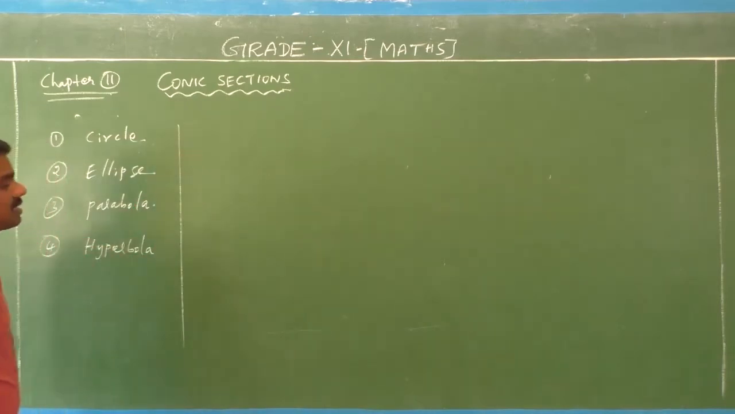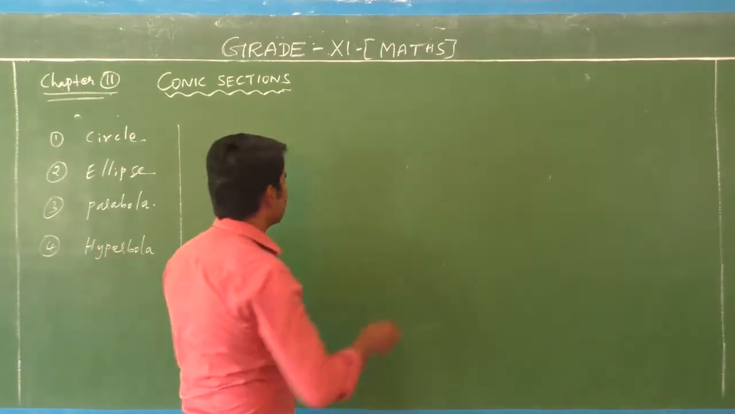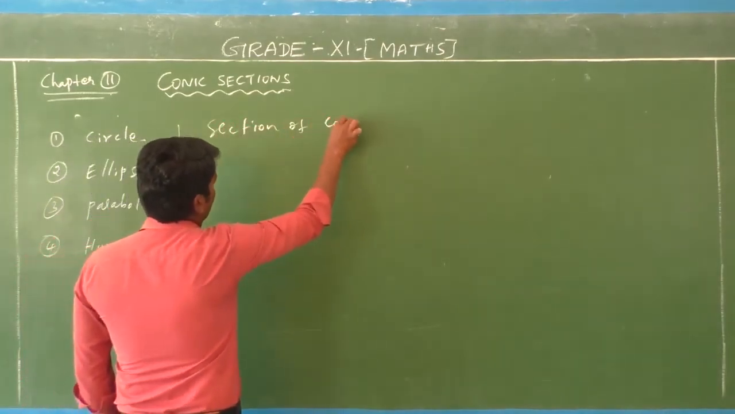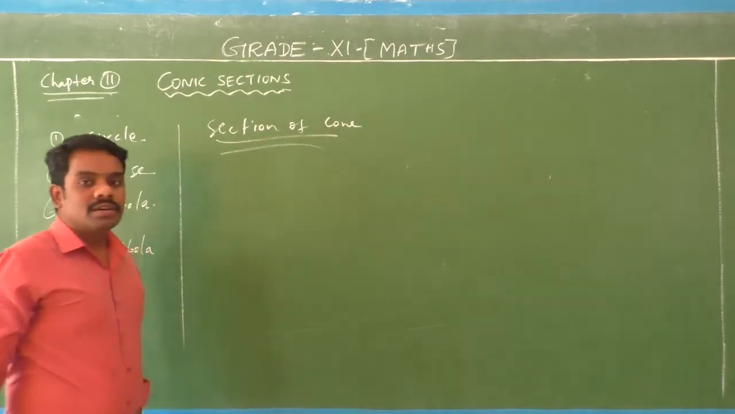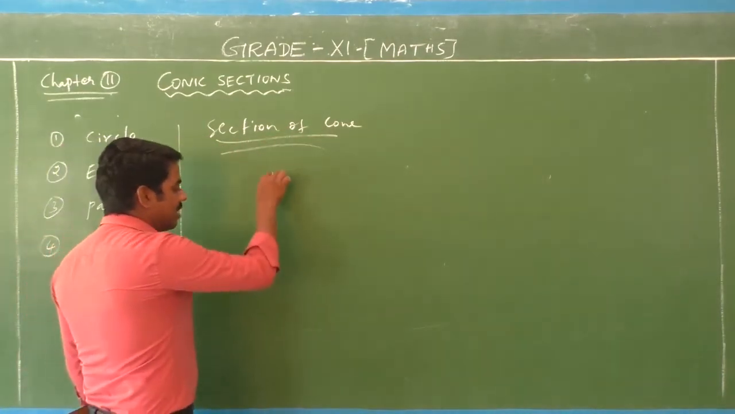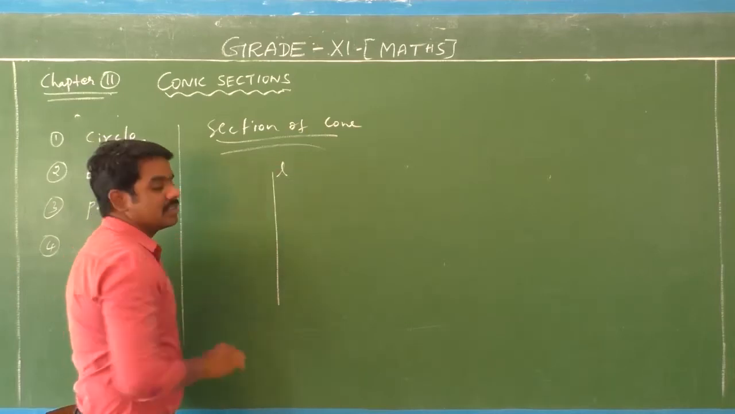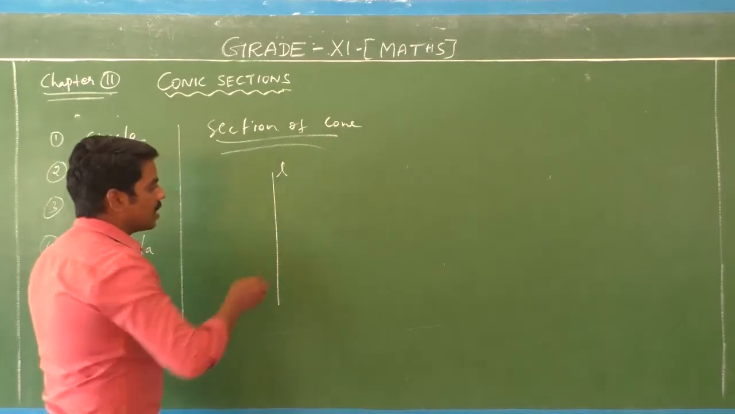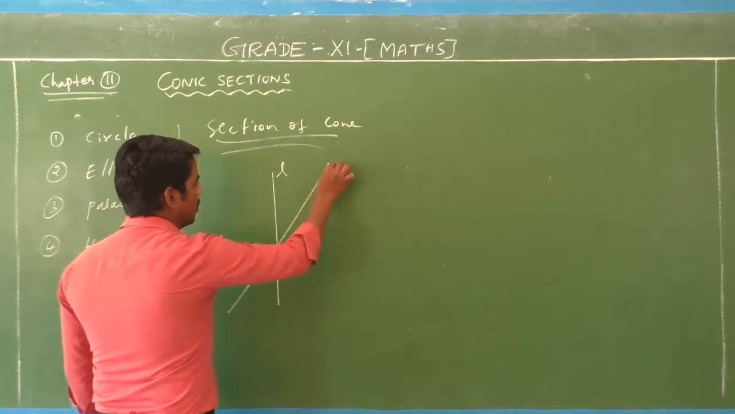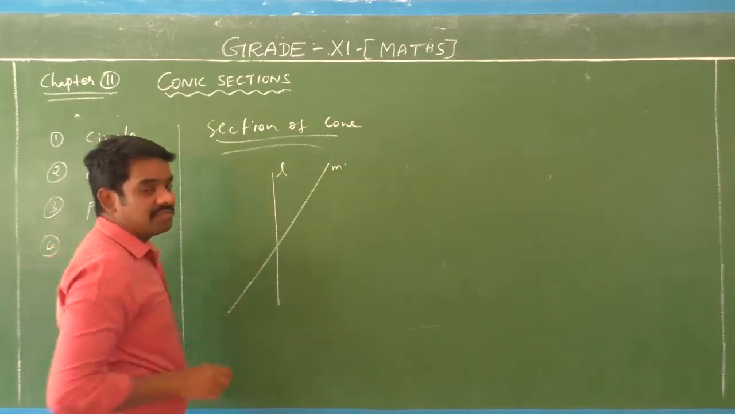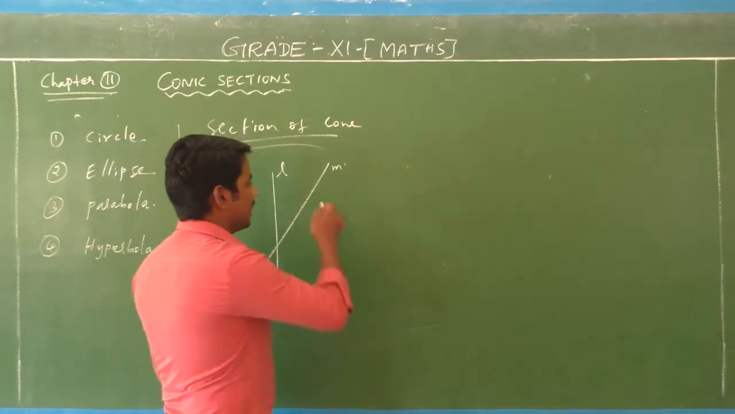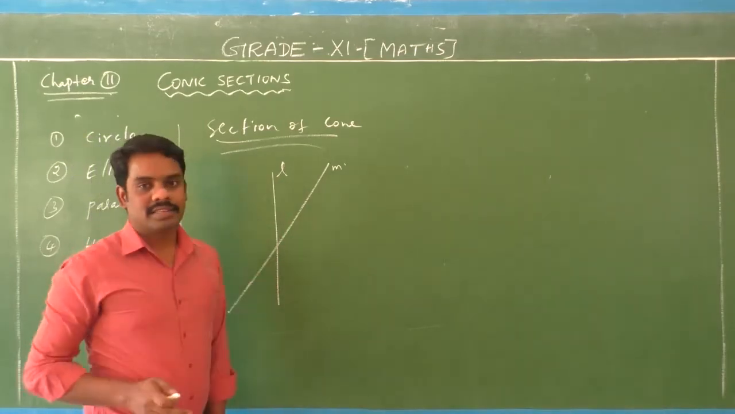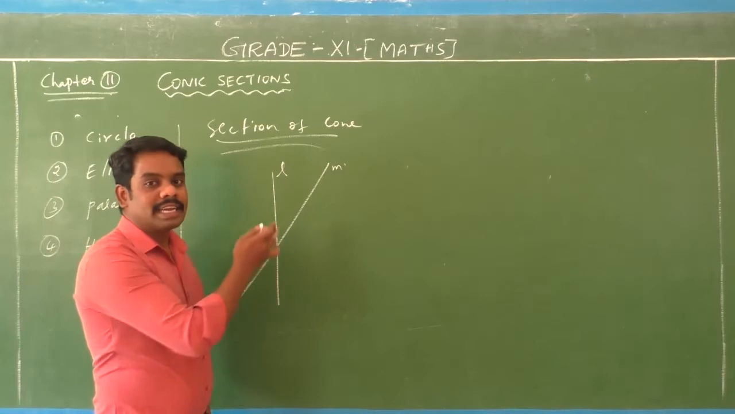First of all, what is a conic section? Section of a cone. Let L be a fixed line. This is L, a fixed line. And take another line, it is called M. Here L is the fixed line. Another line is M. This line M is rotated about the vertical line L.